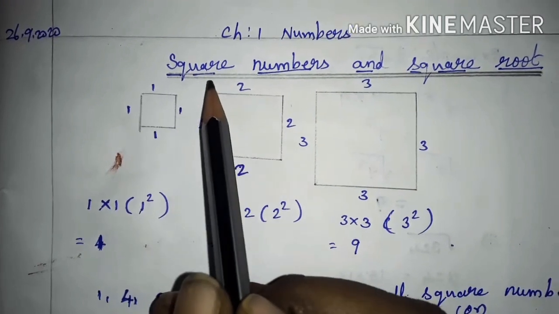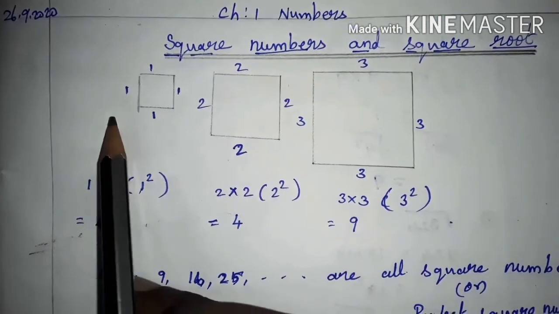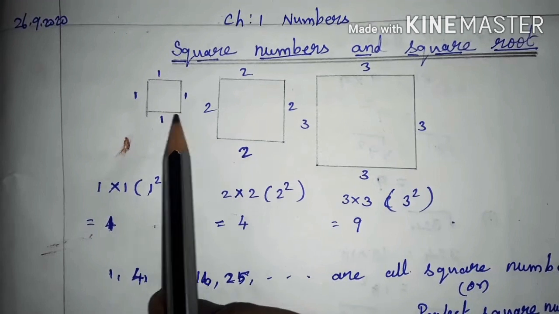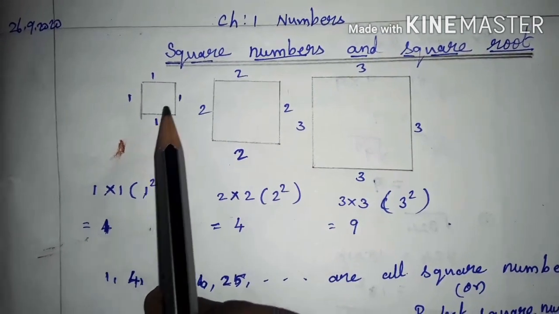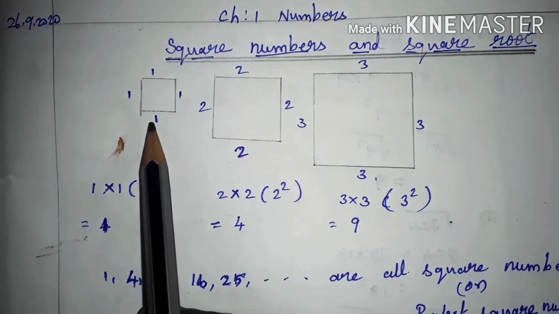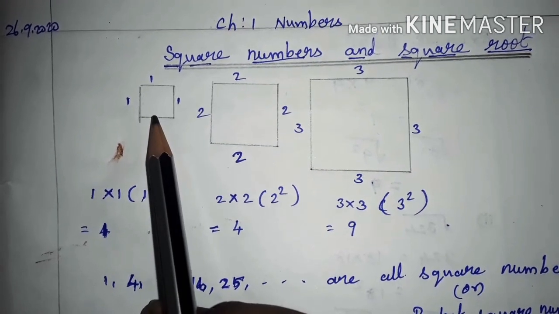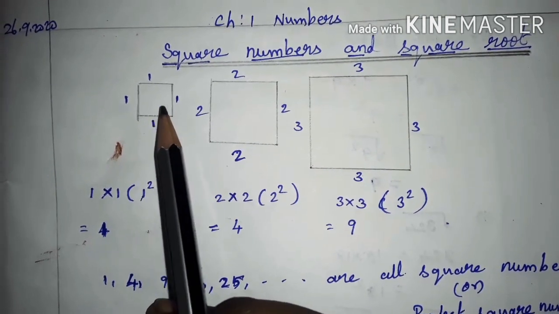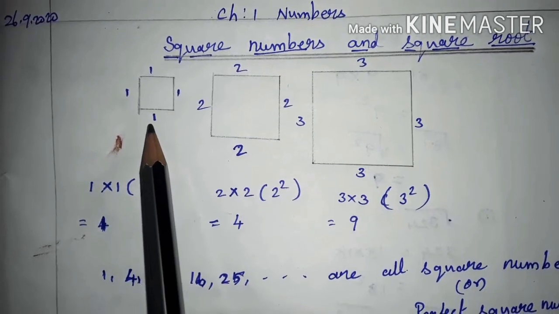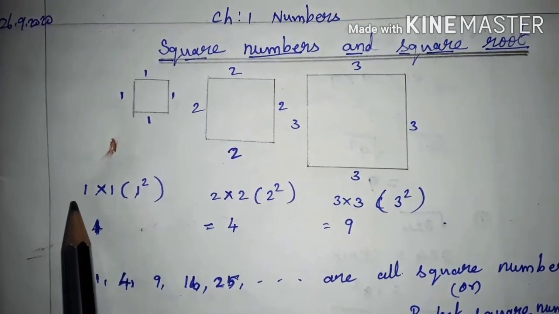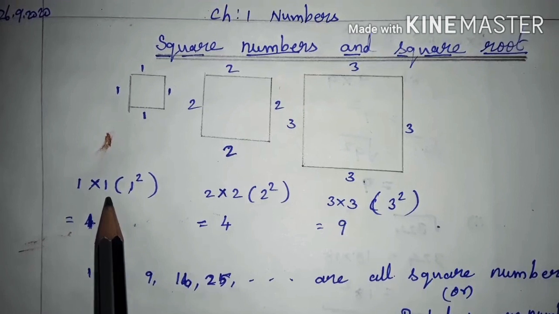First we will see what square numbers are. For that we are considering this square. It is given as 1 unit as a side. We know that to find the area of a square, we multiply side into side. Here the side is given as 1 unit. That is, the area of the square can be written as 1 into 1.